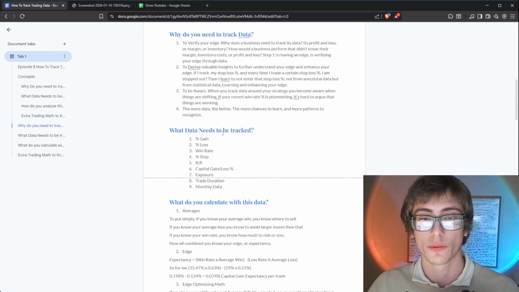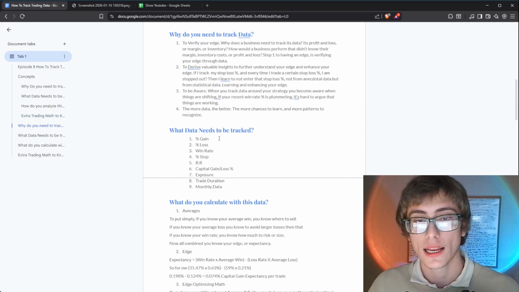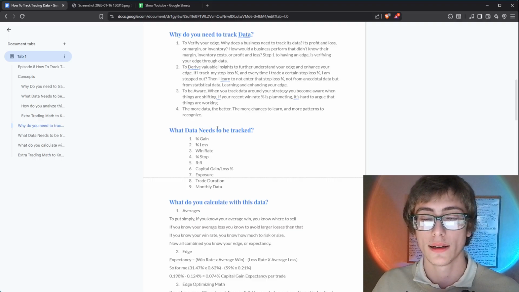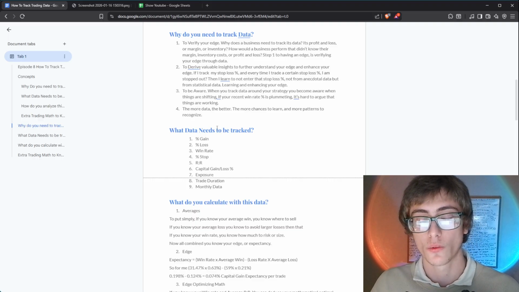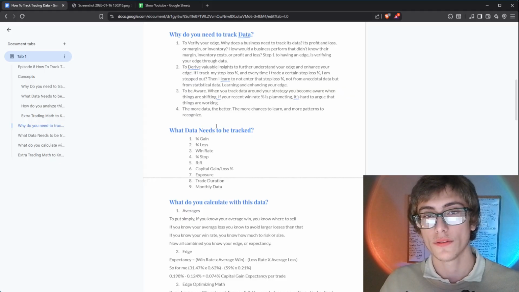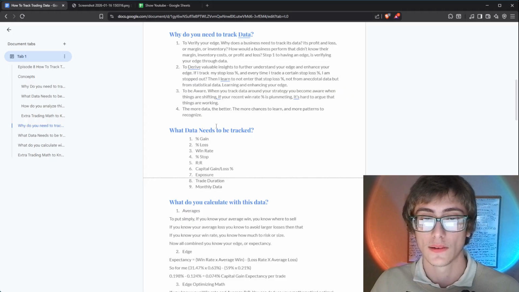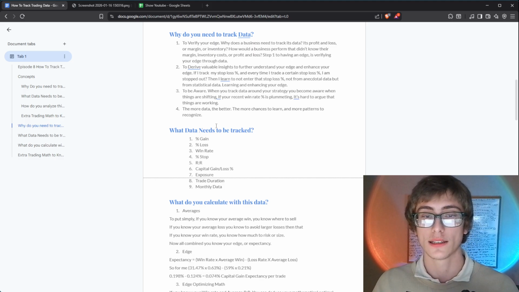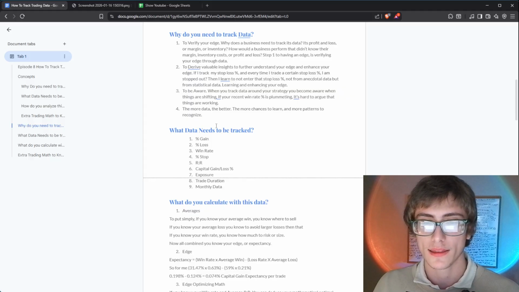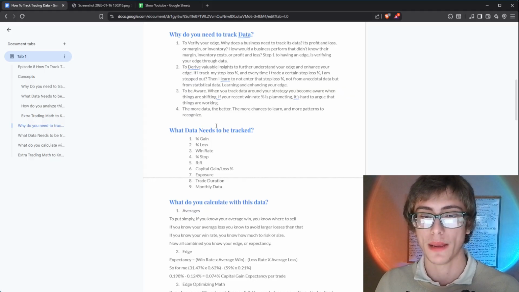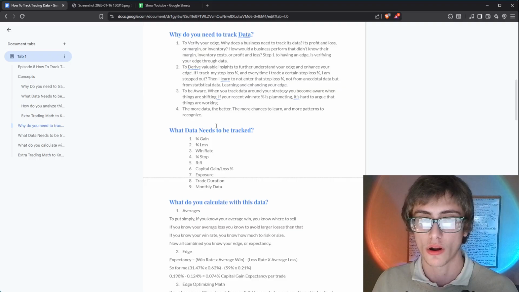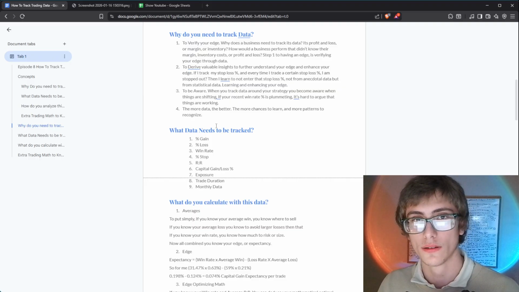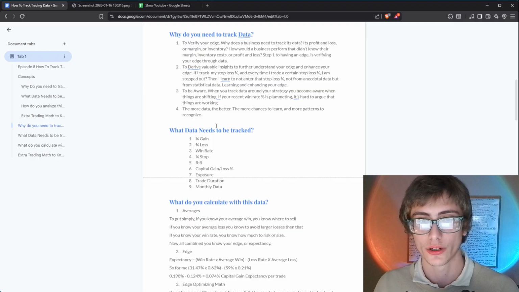So next point, what data needs to be tracked? Percentage gain, percentage loss, win rate, percentage stop, risk to reward, capital gain / loss percentage, exposure, trade duration, monthly data. Now, all of this is important on its own, and very beneficial to the entire data picture. And it doesn't take much hair off your back. This is really the basic things that you should be tracking constantly to even consider yourself one notch above amateur.